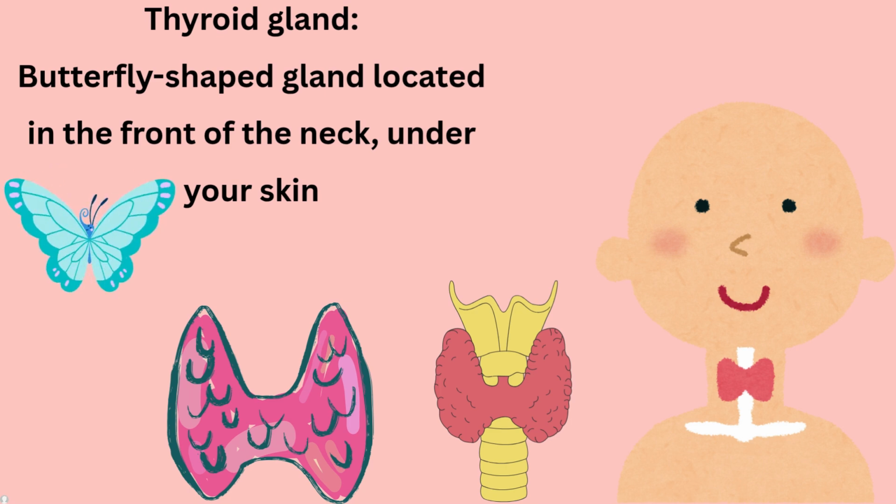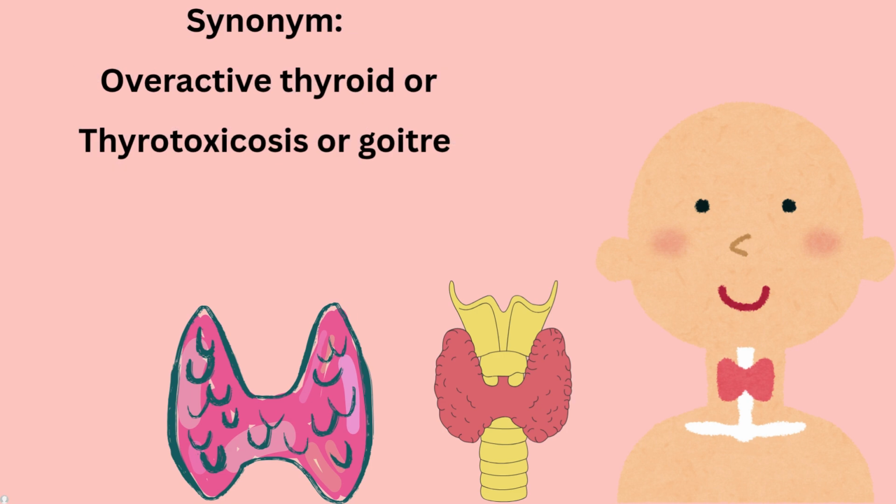Your thyroid gland is a butterfly shaped gland located in front of the neck under your skin. Now, what are the other names for hyperthyroidism? We can say overactive thyroid, or thyrotoxicosis, or goiter.